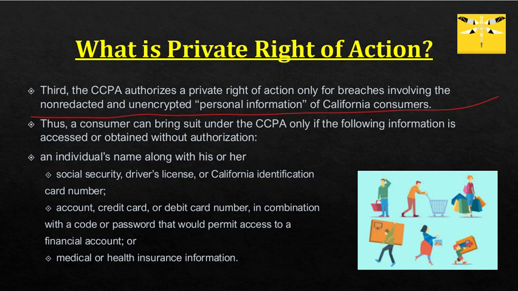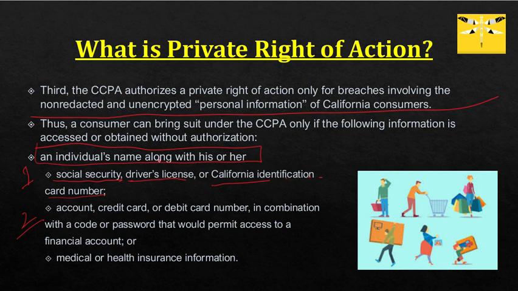Now, what's that information? An individual's name along with his or her social security, driver's license, or California identification card number. So first is social security, driver's license, California identification card number. The second thing is account, credit card. So all these things alone do not matter. They have to be clubbed with his or her name. Okay, that's how PI works.